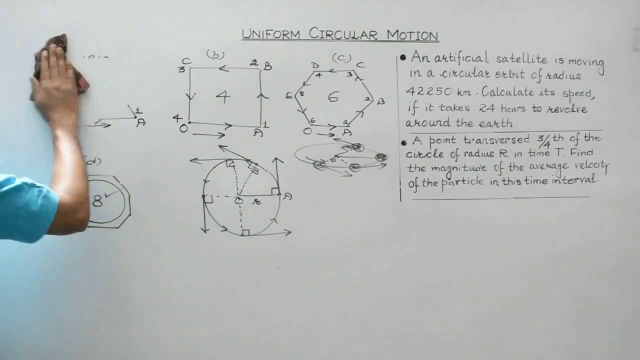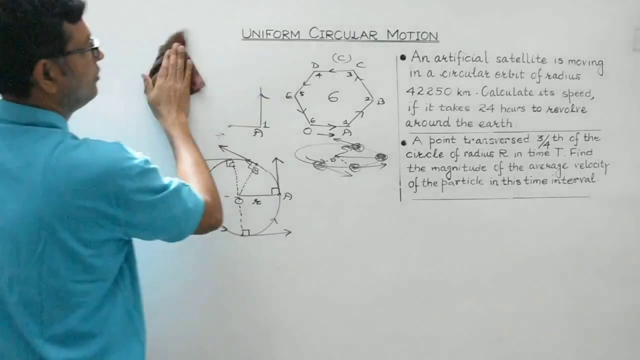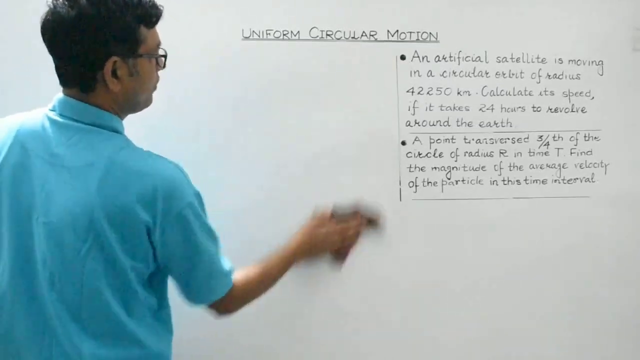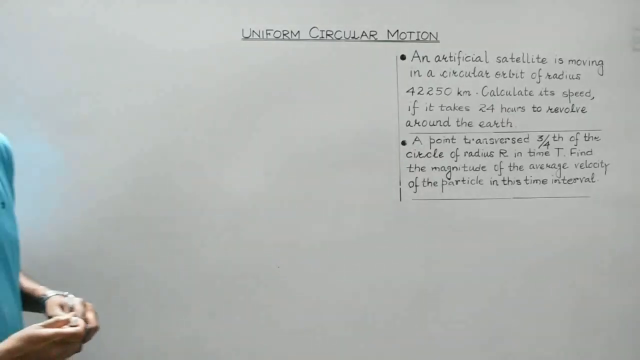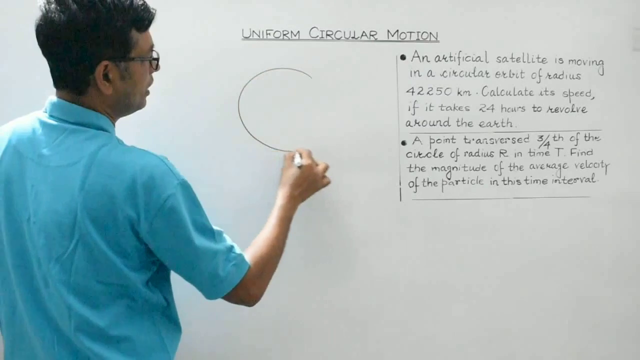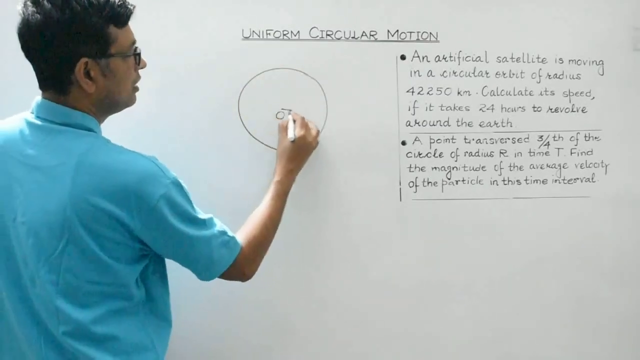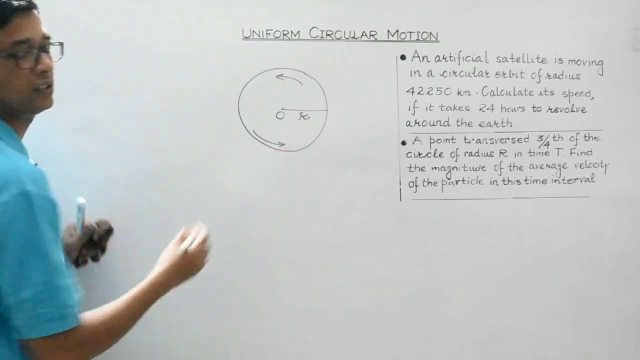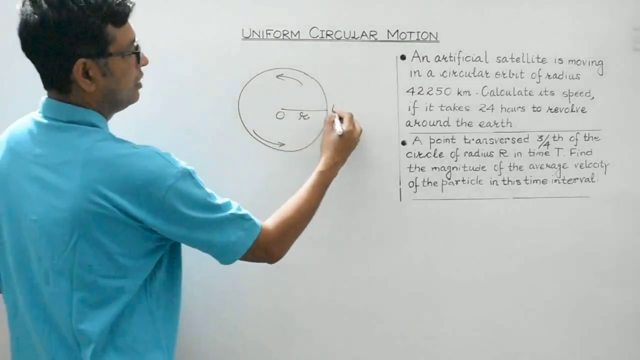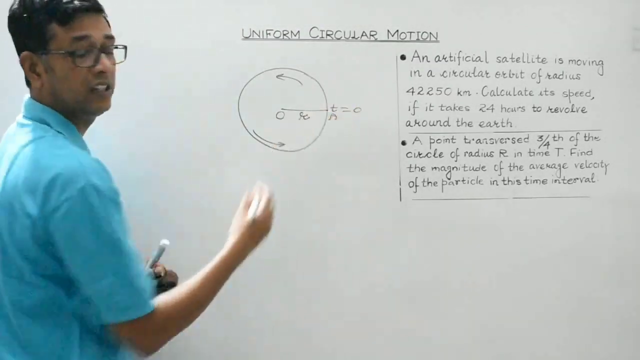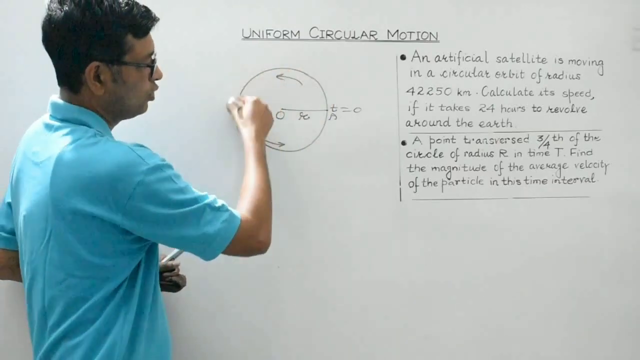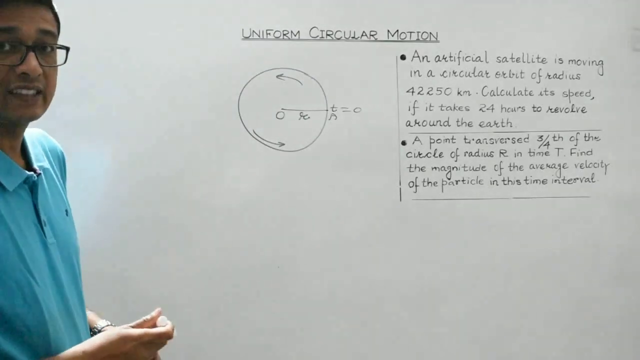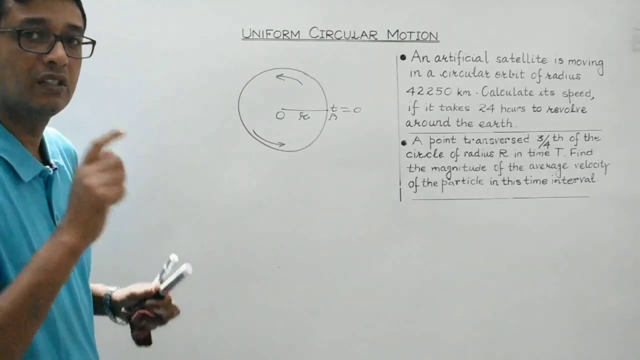Now let's try to find an expression for the velocity of the body moving along a circular path. Let us consider a body to be moving along a circular path of radius r. Suppose this is the center and it is following a circular path of radius r, maybe in the anti-clockwise direction. And you are aware, suppose the body starts from point A. The total time taken by the body to complete one revolution is known as its time period.